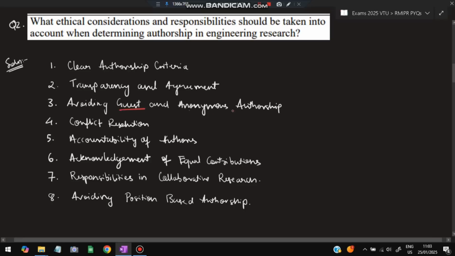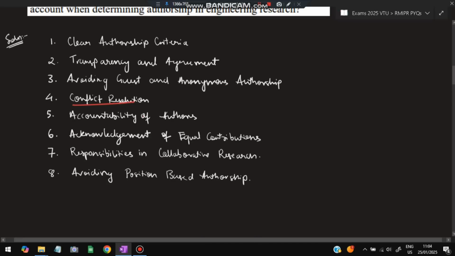Avoid guest and anonymous authorship. Guest authorship means someone comes and says that they did some contribution, and based on seniority, affiliation, or courtesy, they say put our name also. That should be avoided. Anonymous authorship means whoever has done something, their name should be mentioned. They cannot put it as anonymous, or else everyone will come and put their name anonymously and there will be conflicts.